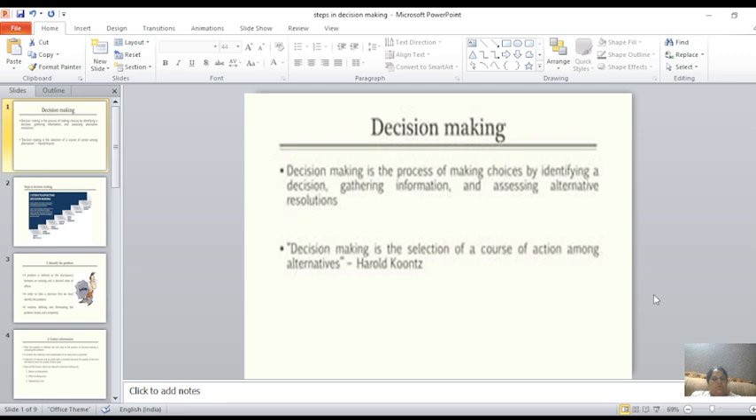Today I am going to discuss one topic in the subject Fundamentals of Management. I am going to discuss decision making. What are the steps involved in decision making?